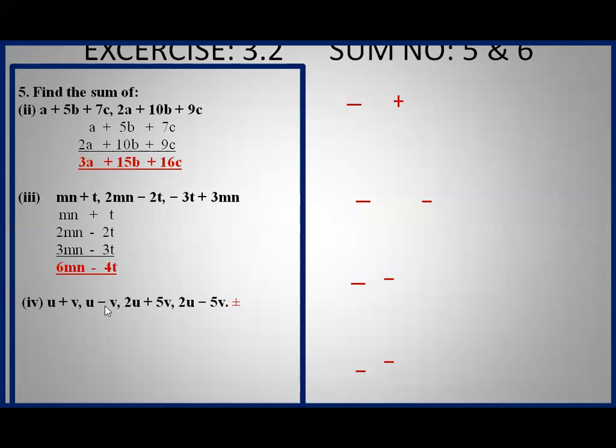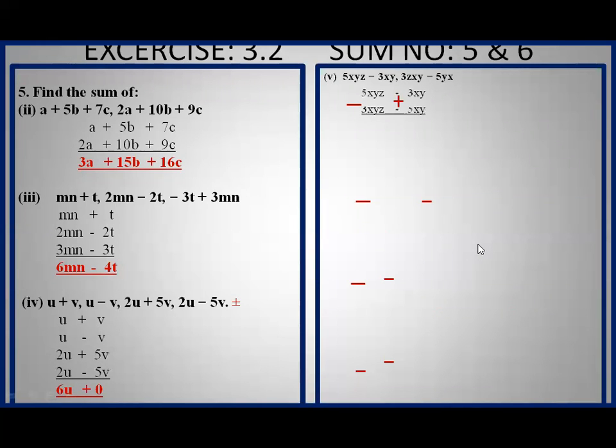Again UV, U minus V, 2UV, and again you have more terms. So arrange it according to the like terms. For U, 1 plus 1 is 2, 2 plus 2 is 4, 4 plus 2 is 6U. 1 minus 1 is 0, and 5 minus 5 is 0, so the V value is 0. So your answer is only 6U.